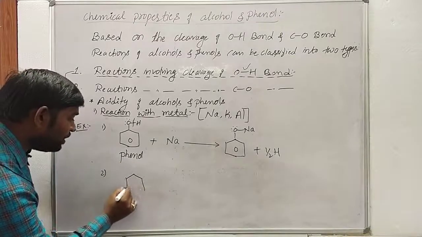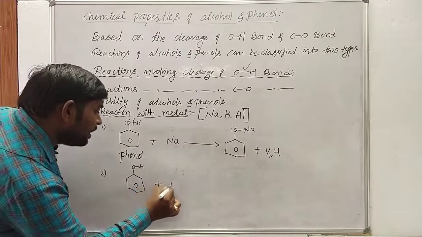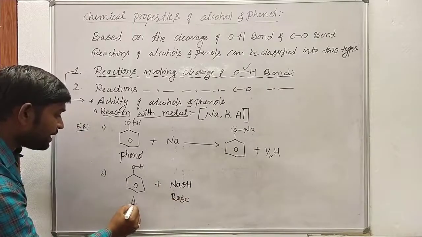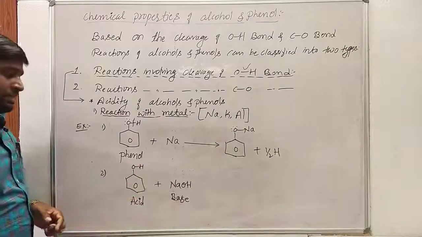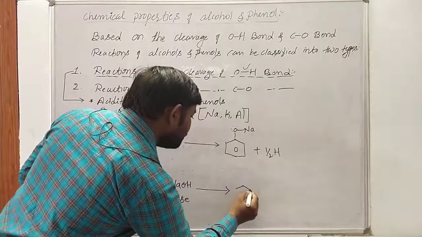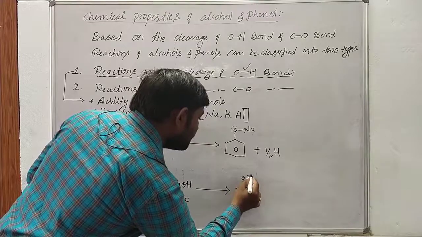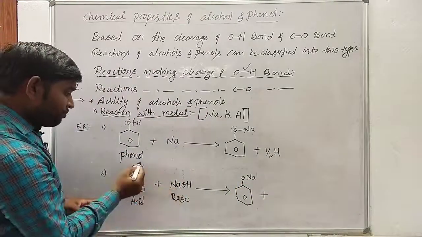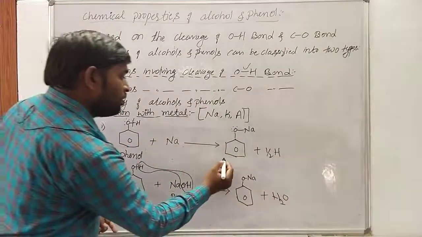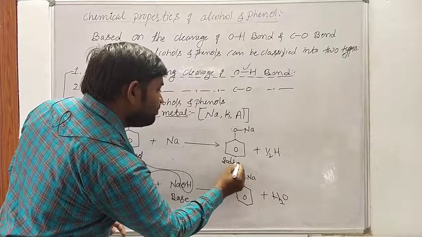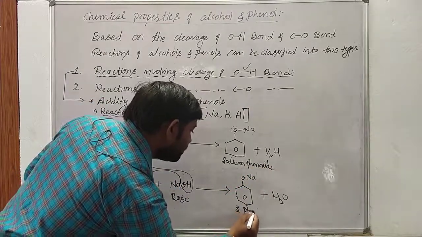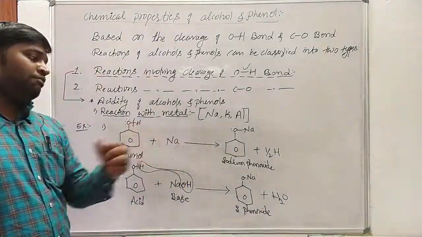Now let us consider when phenol reacts with an alkali, that is sodium hydroxide. Sodium hydroxide is a base, and phenol acts as an acid, because due to cleavage of the O-H bond it releases H+ ion. Such substances are called acids. Due to cleavage of this O-H bond, sodium phenoxide is formed, O-Na, plus this hydrogen and the hydroxyl group combine to give a water molecule. Yes, students, this is sodium phenoxide, with the formation of one molecule of water.